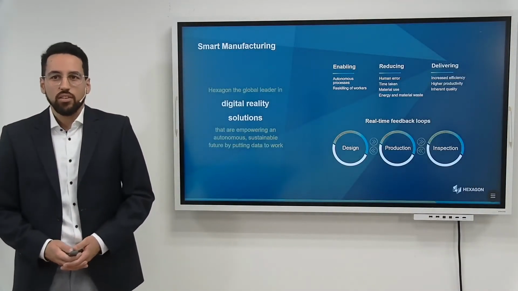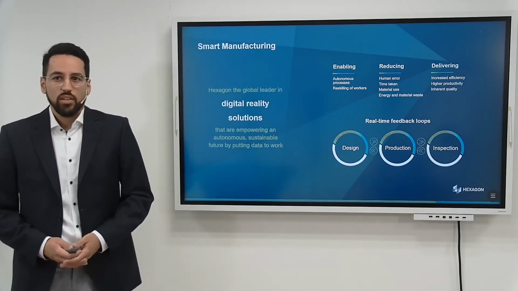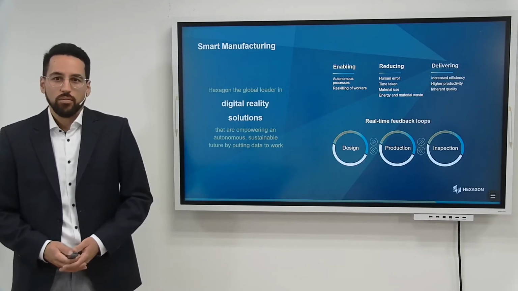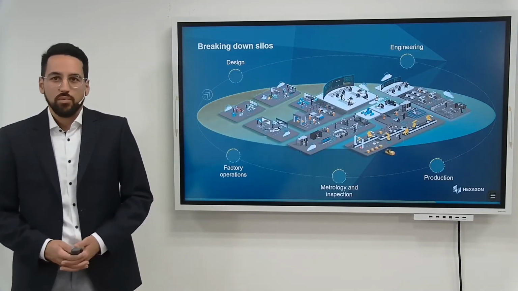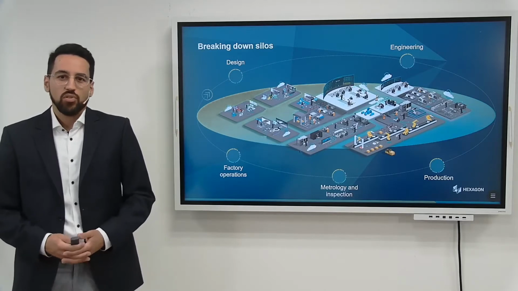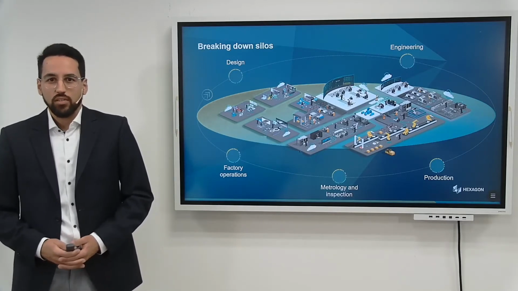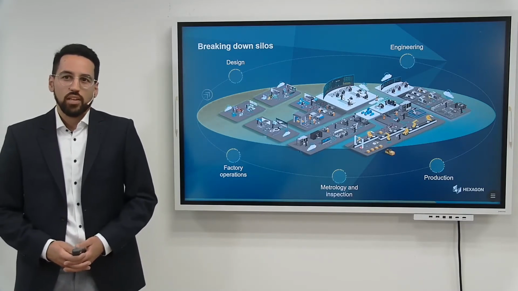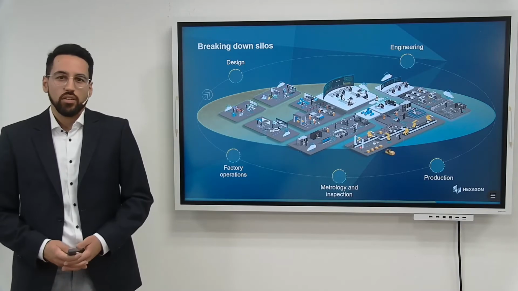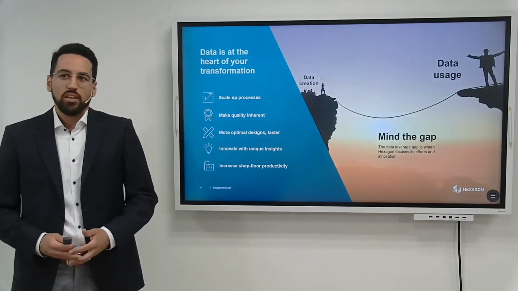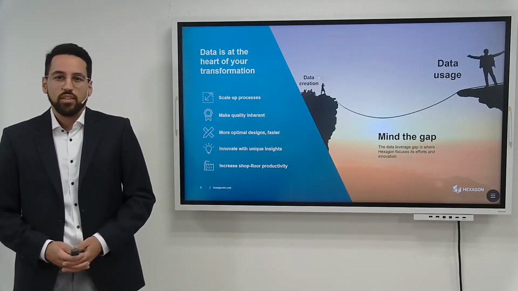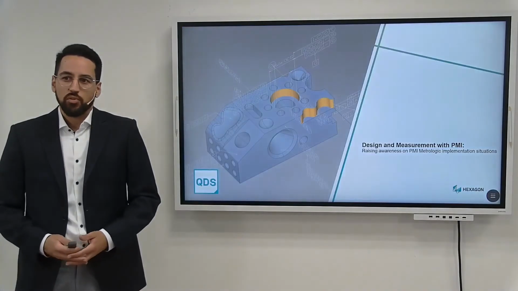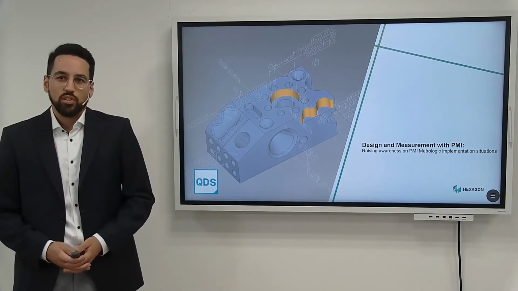Hexagon is the global leader in digital reality solutions that are empowering an autonomous and sustainable future by putting data to work. And if you think about our PMIs, they're also just data. The most important thing to get the most out of your data is to break down the silos. Especially for the PMI, it's important to break down the silos between the design, the production, and the metrology. But mind the gap between the data creation and the data usage. To help you overcome this gap, I will show you today my experience on PMI metrological implementation situations.